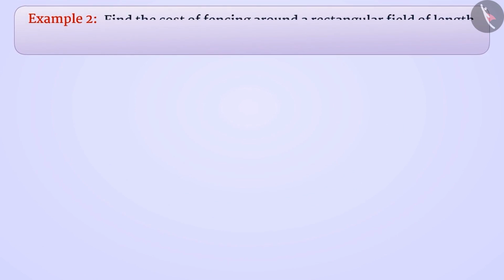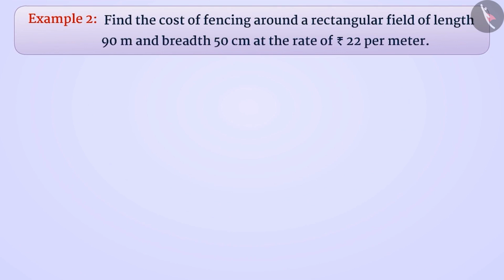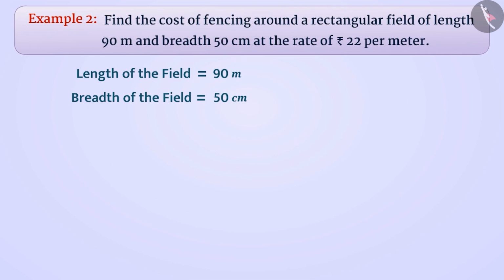Next example. Find the cost of fencing around a rectangular field of length 90 meters and breadth 50 centimeters at the rate of rupees 22 per meter. We are given that the length of the rectangular field is 90 meters and the breadth is 50 centimeters. Some children do not pay attention to the units of measurement. For example, here the measurement of the length is stated in meters, whereas the breadth is stated in centimeters.